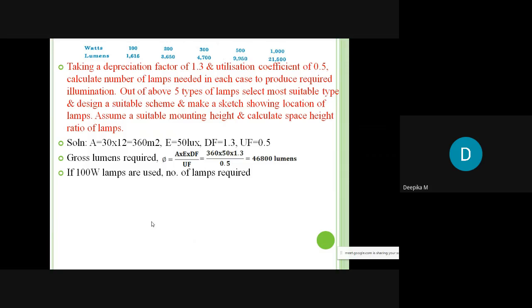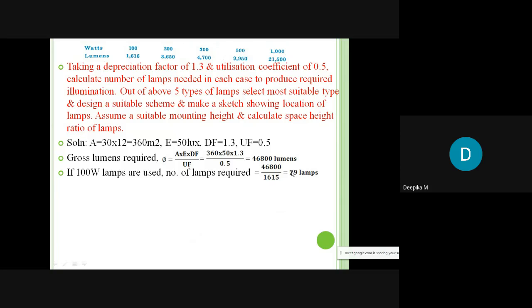But you have to choose one type of lamp which produces good illumination and a suitable scheme. So how do you calculate the number of lamps? It is nothing but the total flux, that is the total number of lumens, divided by the lumens per lamp. You can see here, for 100-watt lamps, they have given how many lumens it is generating. So therefore, 46,800 divided by 1615 is nothing but 29 lamps. So if you use a 100-watt lamp, then you have to use 29 lamps. So you can see here, 29 lamps are required.